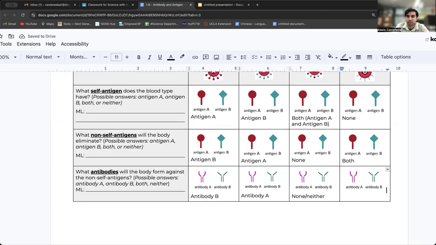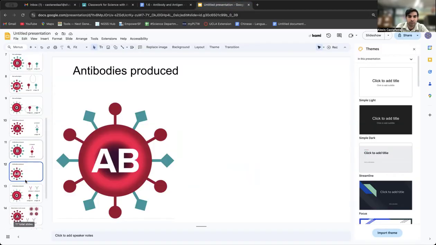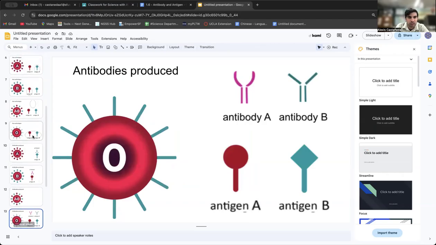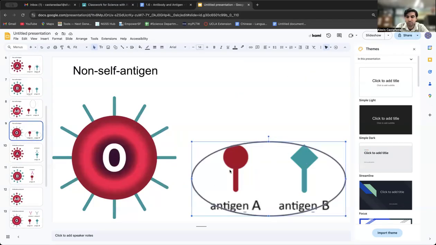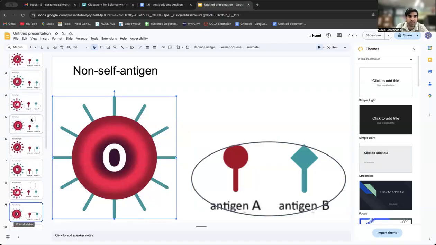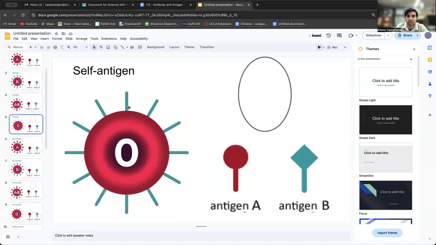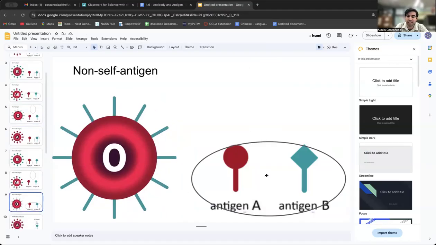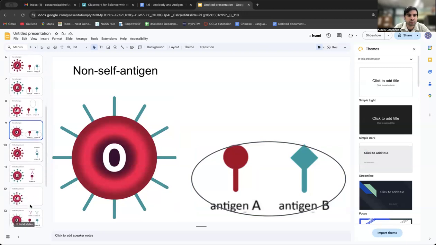What about blood type O? Well, blood type O, what did we say blood type O's non-self antigens were? Well, both of them are non-self antigens, right? Because it doesn't have any self antigens. There's no self antigens on the surface. So that means everything is a non-self antigen. It's going to want to eliminate everything that it does not have.